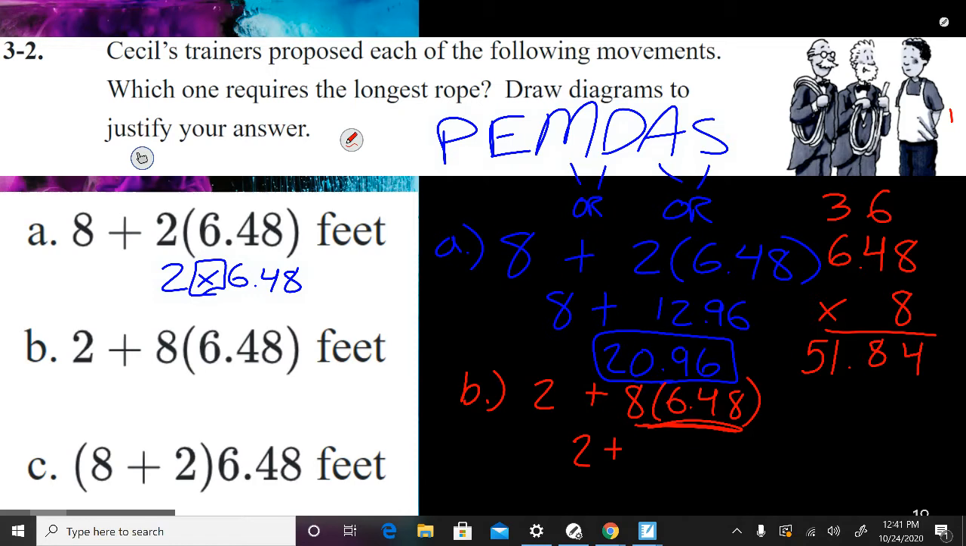All right. So if we do 51.84 plus 2, we're going to get 53.84.